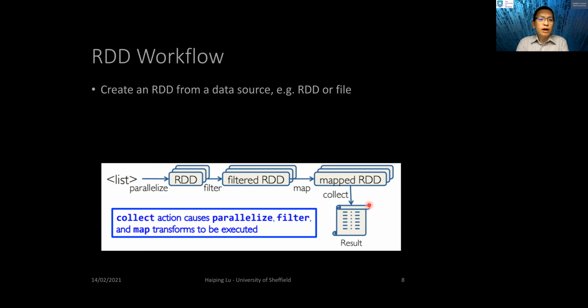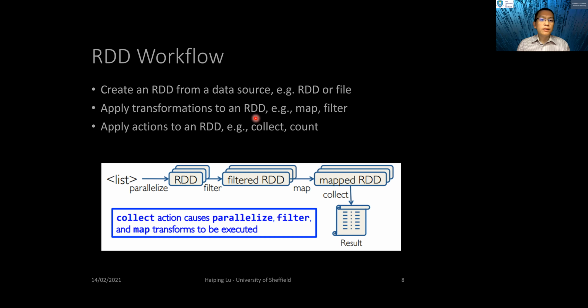So when we work with RDD, there is a very standard workflow. The first step is to create an RDD from a data source, either from another RDD or from a file. And then the next step is to apply some transformations to that RDD. And after the transformations, we will need to apply actions to an RDD.